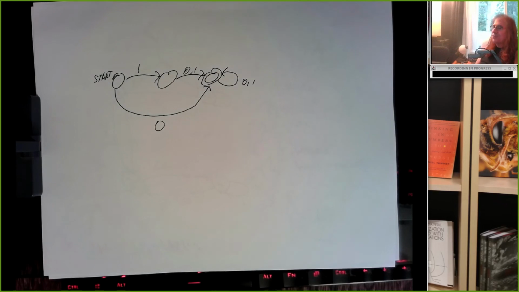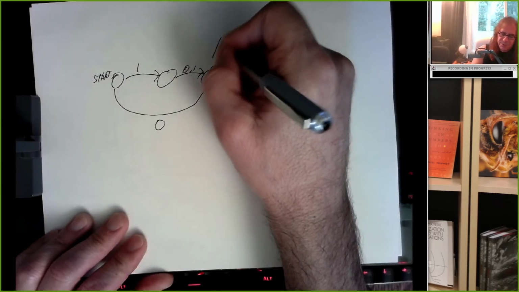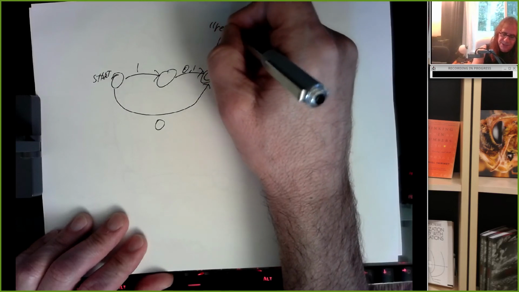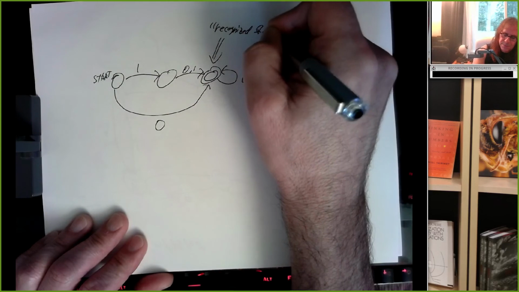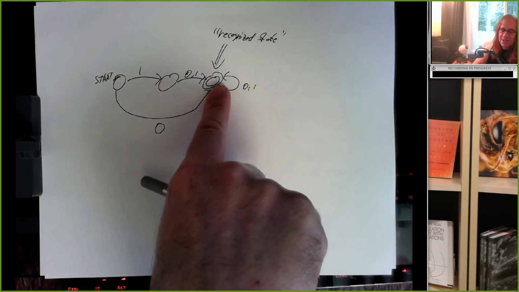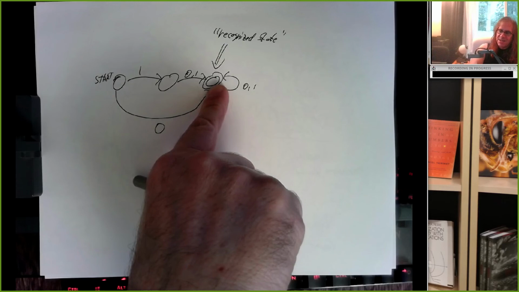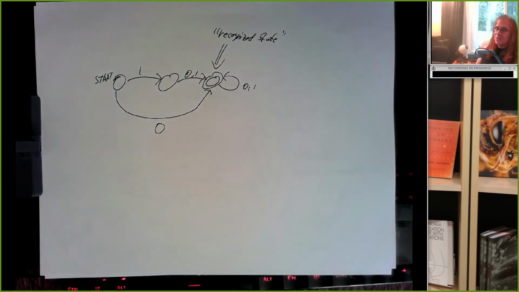Alright, I also have 1 or more states with a double circle on it. This double circle, that's what we call a recognized state. And so the question here is, what sorts of input strings will take me from my start state to my recognized state? Any string that does that, we call that a recognized string. It's a string that's accepted by this parser.